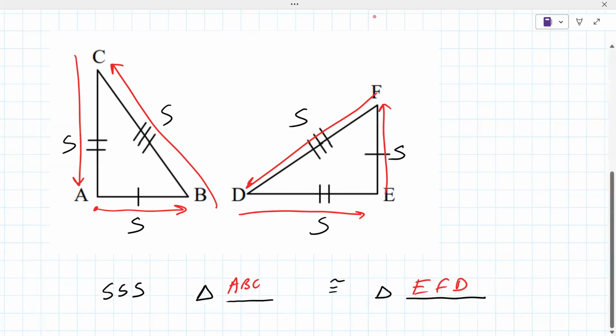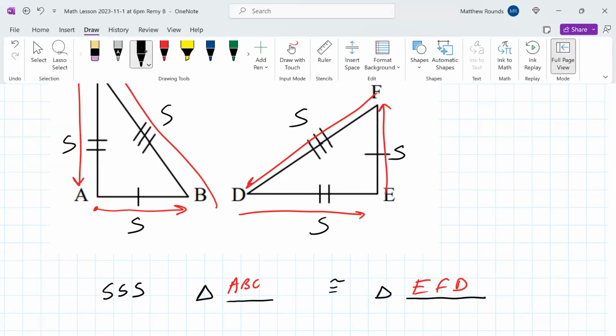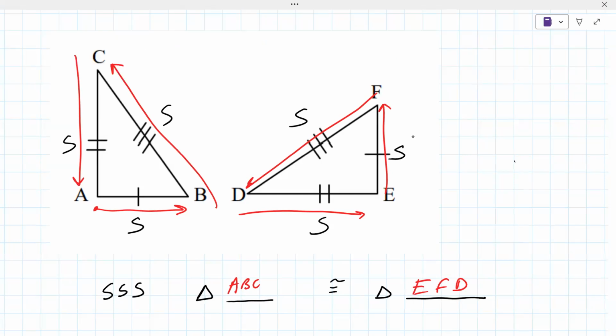Got it. So there's two things we're doing now. We're talking about which congruence it is, and then we're labeling the triangle.